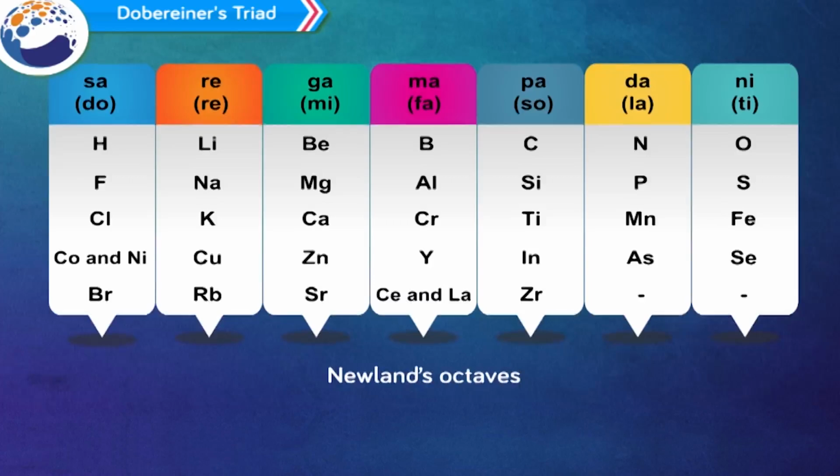Also, 1. He placed 2 elements in each box to accommodate all the elements. Example, Co and Ni, Ce and La. 2. He placed some elements with different properties under the same notes. Example, Co and Ni under the note Do along with halogens.